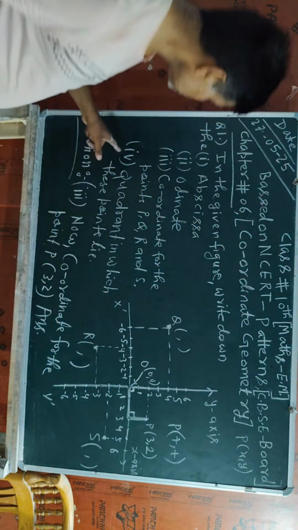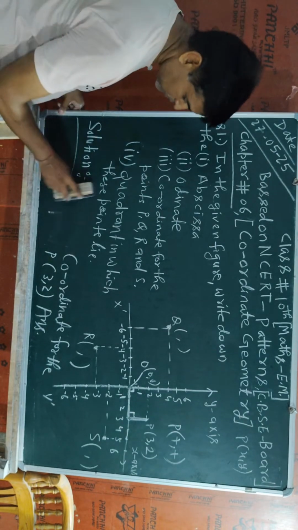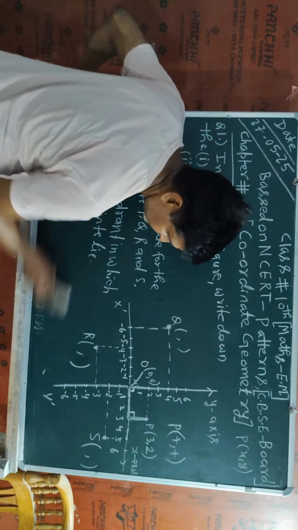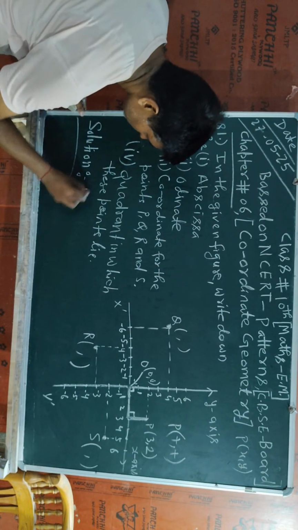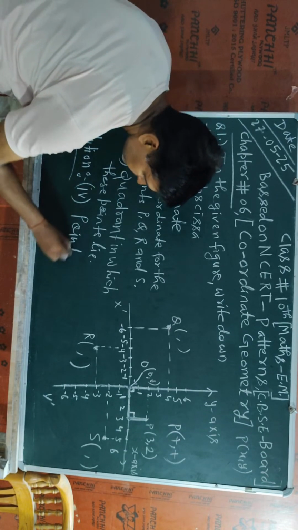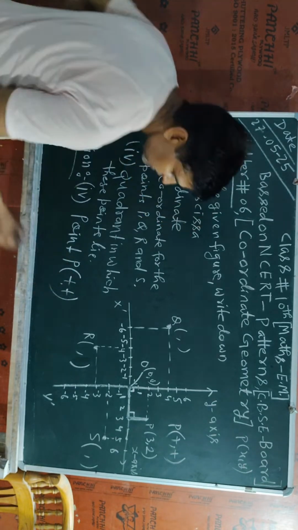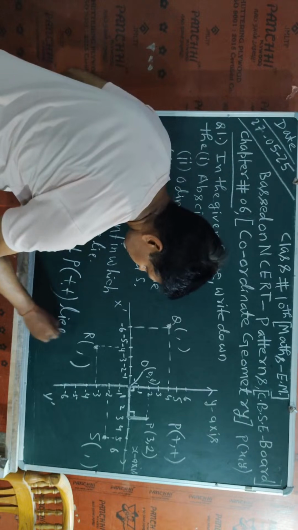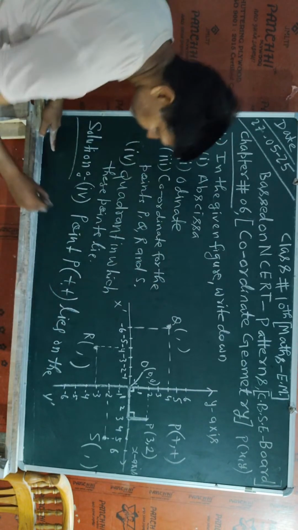Okay, students. So the solution of question number 4 I will write here. Point P is lying in the first quadrant. Solution of 4: point P, plus plus, lies in the first quadrant.